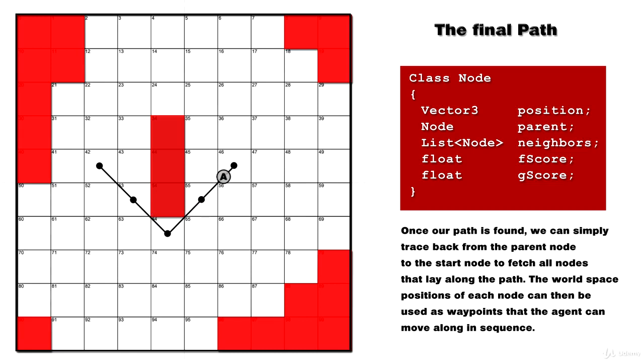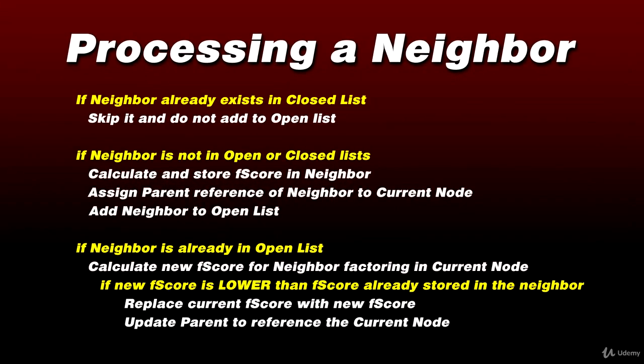So let me just go back briefly to talking about the adding of nodes to the open list. When we're processing the neighbor of the current node, we don't just always blindly add it to the open list. Firstly, if it's already in the closed list, then it means we've already processed this node and we're free to skip it. We don't bother adding it to the open list again. If it's not in the open list or the closed list, then we've just discovered a brand new node on our travels. So we calculate its F-score, assign its parent reference to the current node, and add it to the open list as described a moment ago.